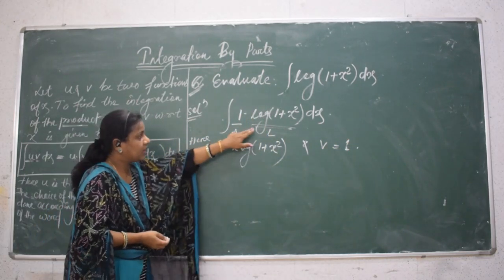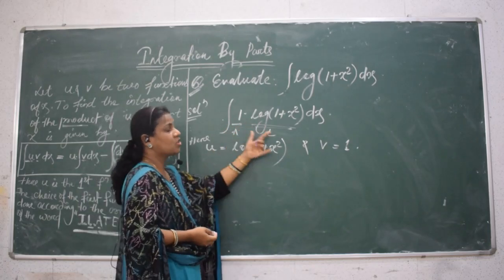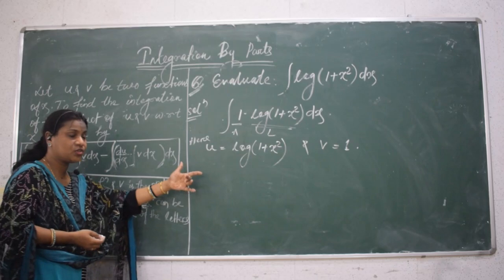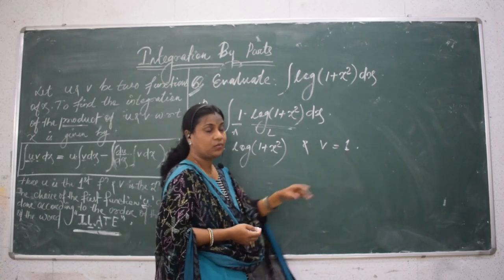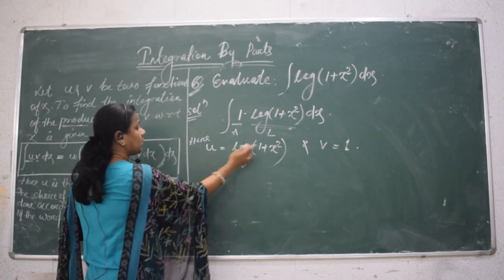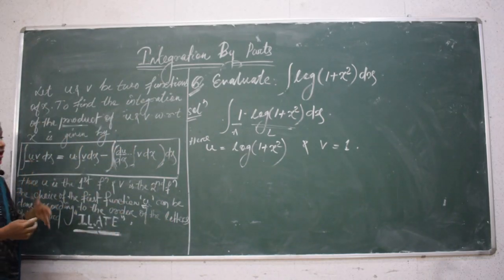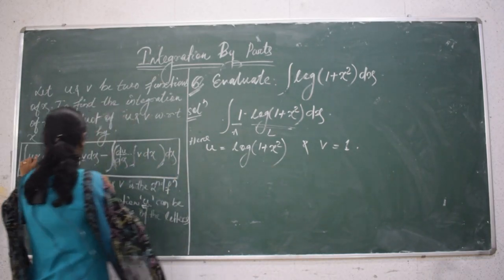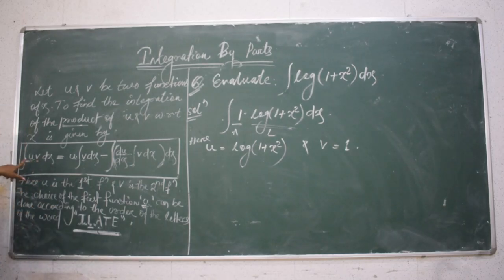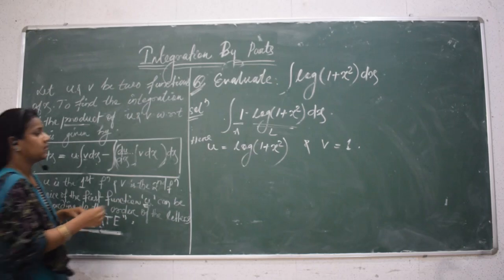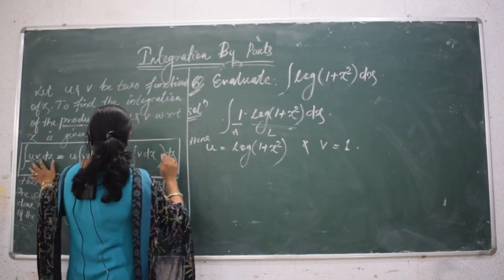Now, we have taken the first function. You have to choose which function is the first and which is the second, according to the letter you choose. After we get the first function and second function, we have to apply them in the formula. What is that formula? U into v. Here u is log of 1 plus x square and v equals 1 dx, so v equals 1.